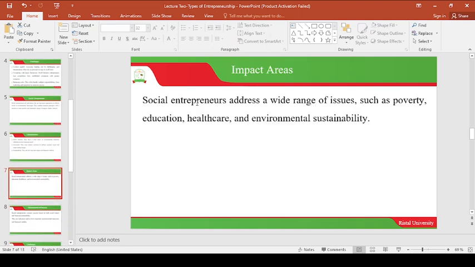So what are the impact areas? The impact areas of social entrepreneurs are poverty, education, healthcare, and environmental sustainability. So Rift University is under the impact area of education. We want to make sure that we have a community of educated people. Now, if someone is running a private hospital, then his or her area is healthcare. So these are some of the areas of social entrepreneurship.